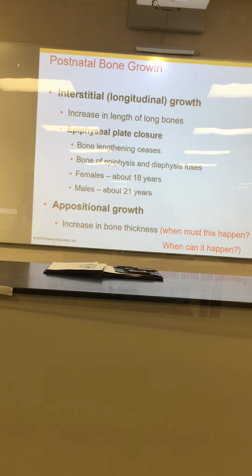Okay? Bone lengthening versus bone thickness. In bone lengthening, you can take a wild guess as to where this is going to occur. This is going to be a growth plate thing, okay? Whereas bone thickening can happen pretty much any time.